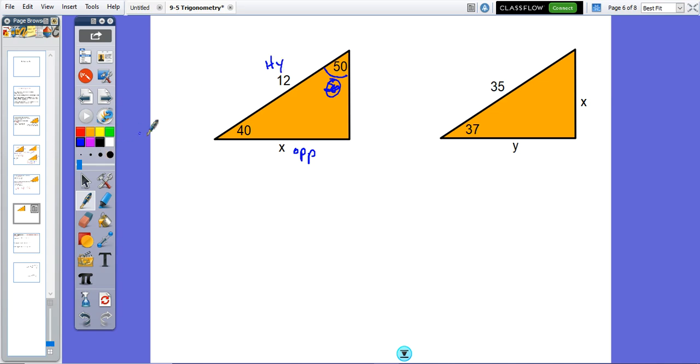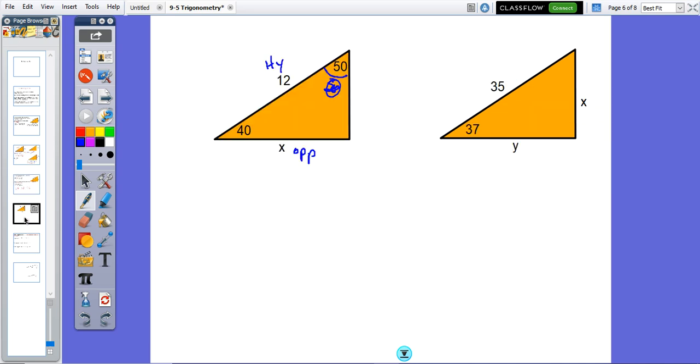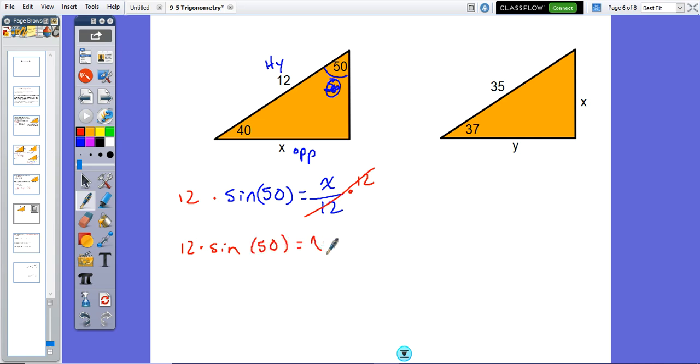So we ask, what are we looking for? We're looking for this side right here, and what do we know? This. So according to this, what uses opposite and hypotenuse? Sine. So when you go to set it up, you say sine of the angle, in this case 50, is equal to the opposite side, x, over the hypotenuse, 12. So mathematically speaking, again, we're trying to solve for x. We've got to get x by itself. So on paper, we will multiply both sides by 12, giving me 12 times sine of 50 equals x.